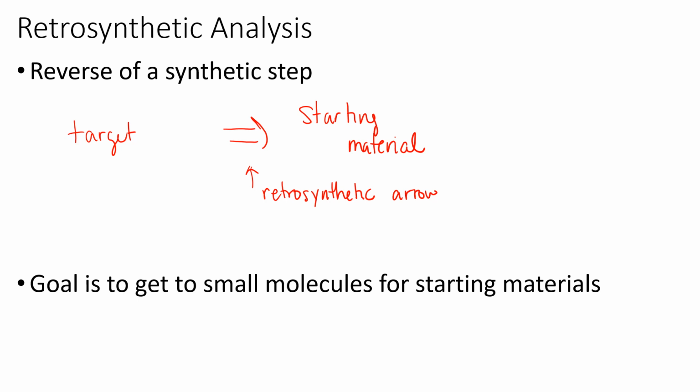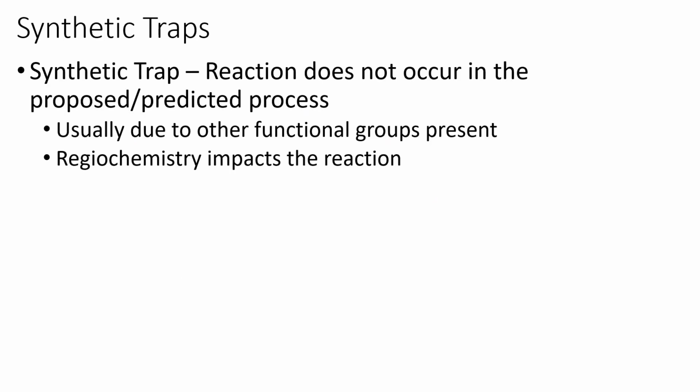Our goal in any retrosynthetic process is to get to small molecules for our starting materials. We're going to do this by looking at different functional groups and how we can interconvert from one functional group to another. So we're going to be looking at these key features that we have been talking about in the last few chapters, and we're going to continue to build that repertoire of how we can convert from one functional group into another.